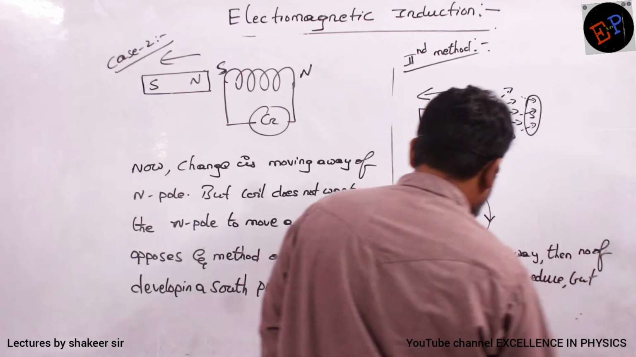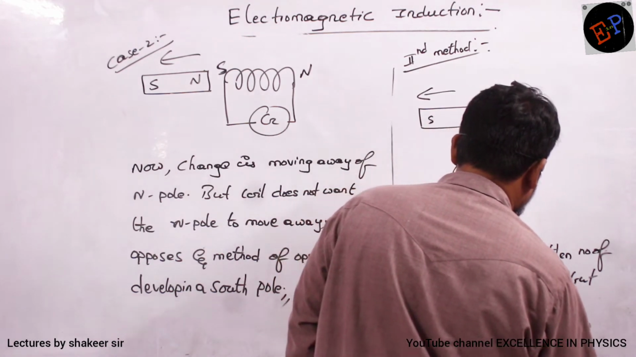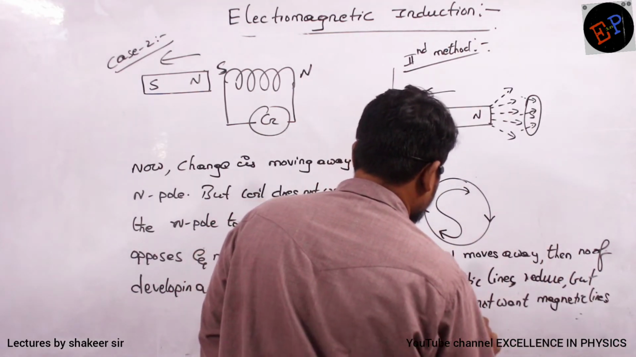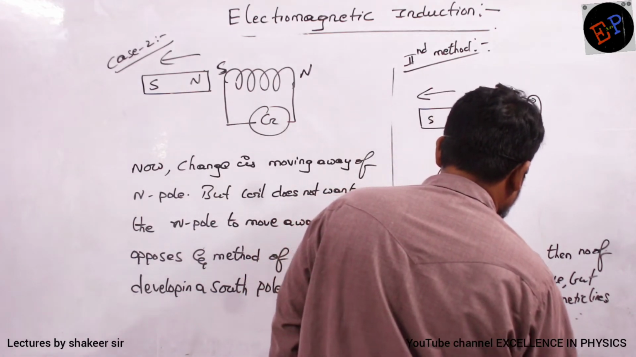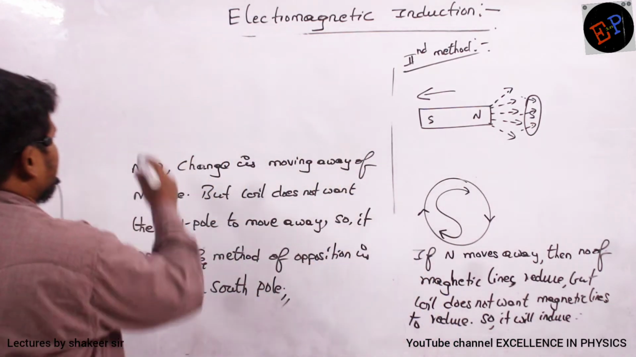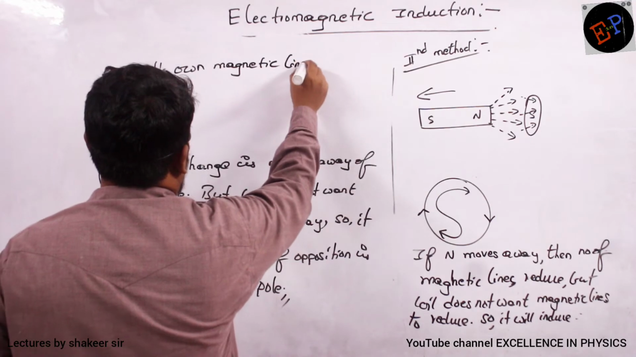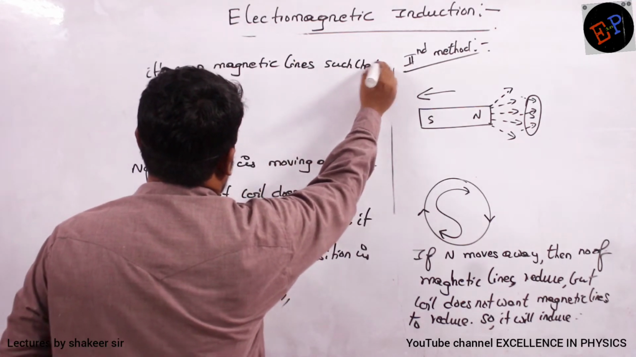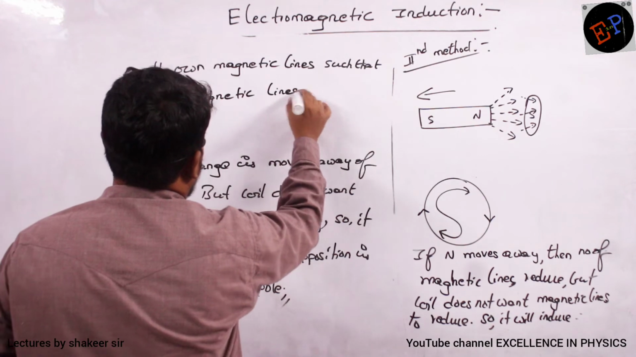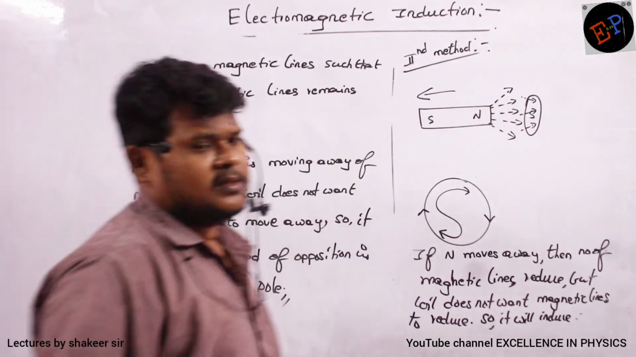Okay, but a coil does not want magnetic lines to reduce. So it will induce its own magnetic lines, such that the number of magnetic lines remains constant. That is the method of opposition.